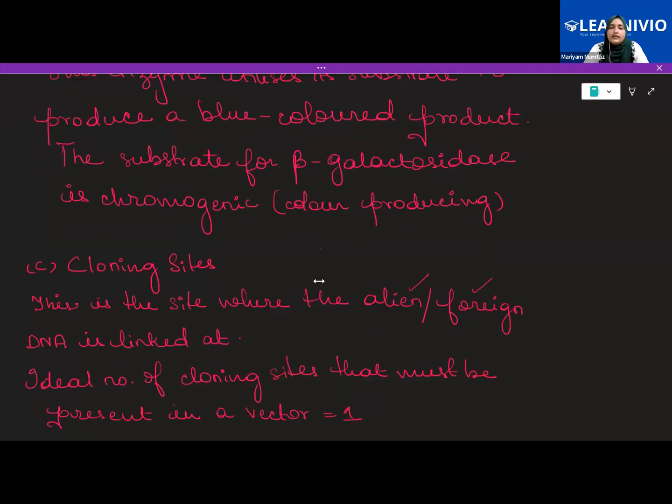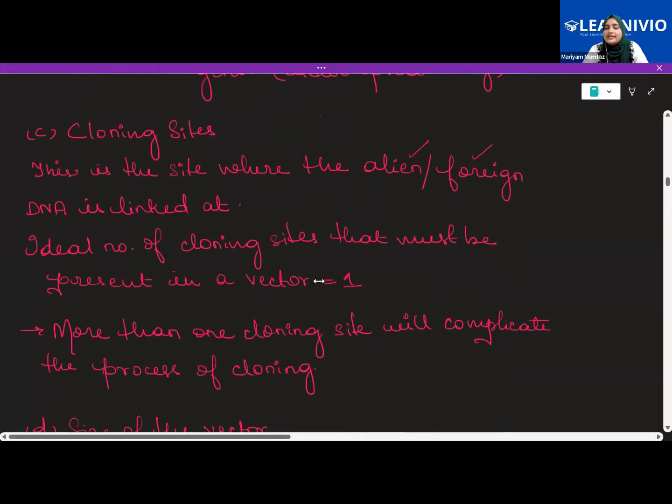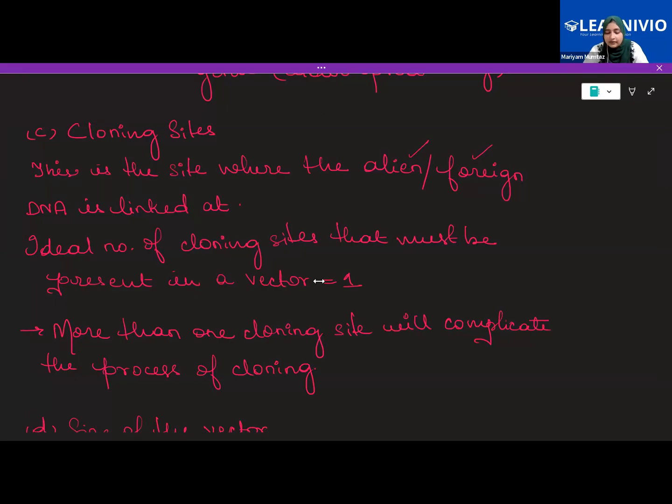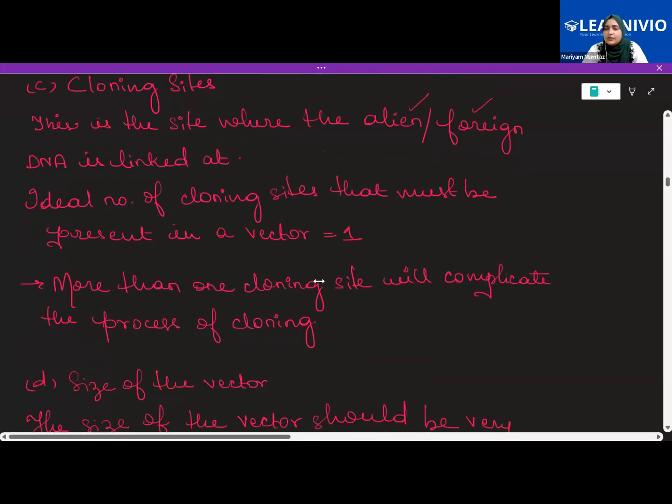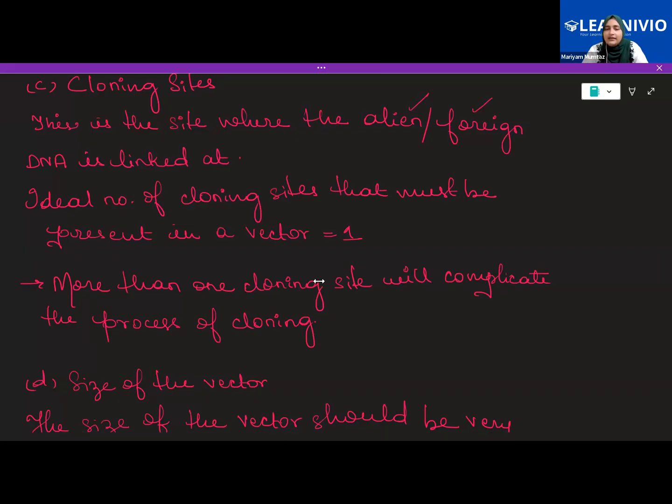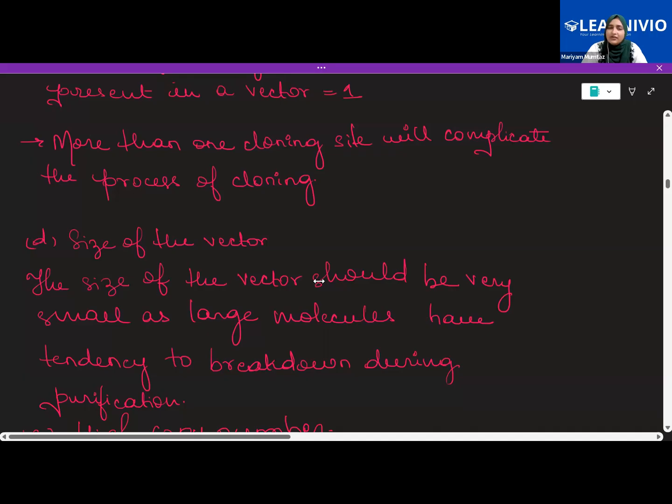Then there must be cloning sites in the vector. A cloning site is the part of the vector where the foreign gene is linked. Normally we would think that a vector should have a lot of cloning sites, but no. An ideal vector is the one that has fewer cloning sites, because they want to do the process properly. That's why it has a limited number. If there is more than one cloning site, then obviously it's going to be complicated. It's going to become a hodgepodge.